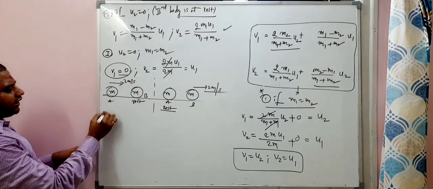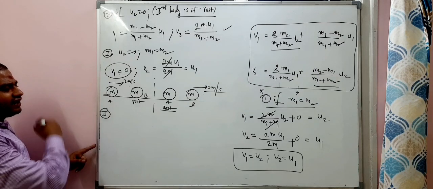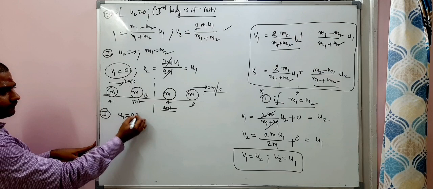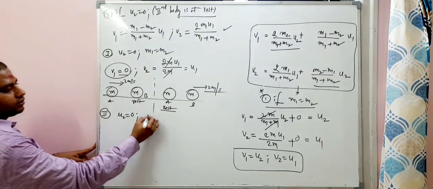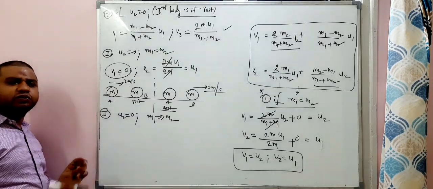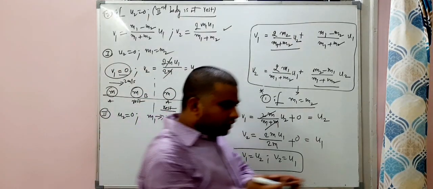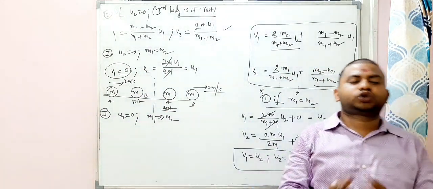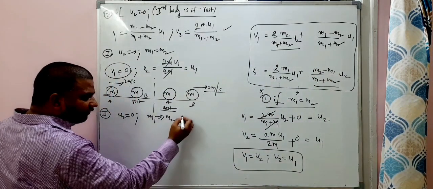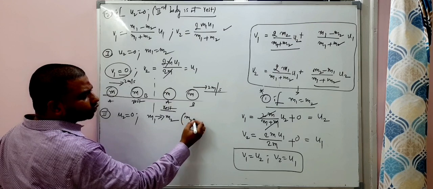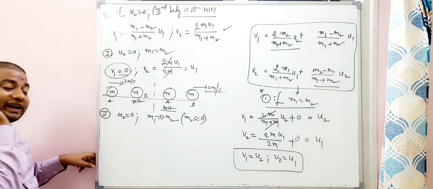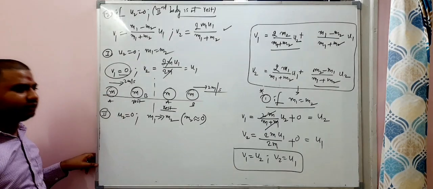Coming to the next case. Here the second body is at rest. m1 is far greater than m2. The first body is so heavy and so big. Whenever it's given like this, m2 can be considered as 0. m2 almost can be considered as 0.